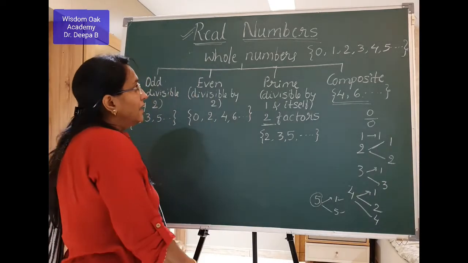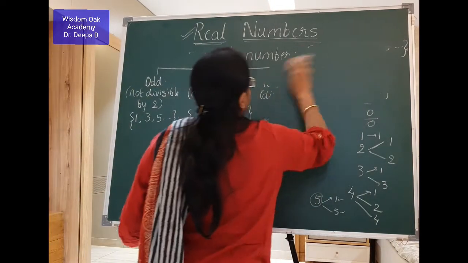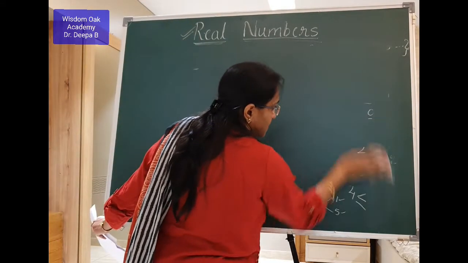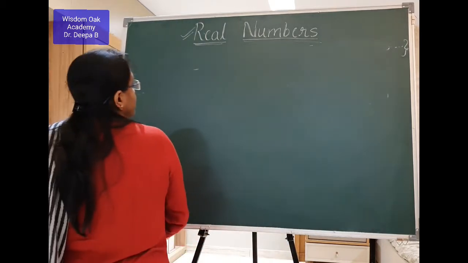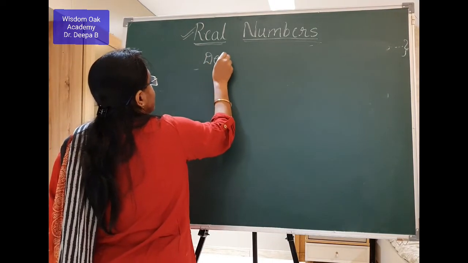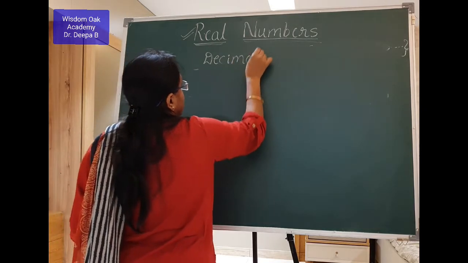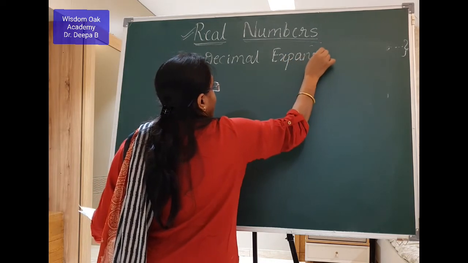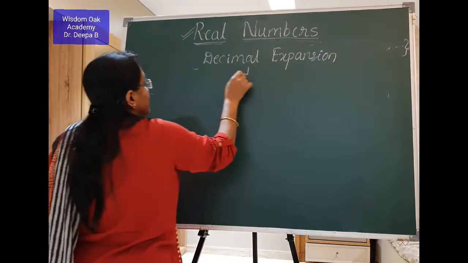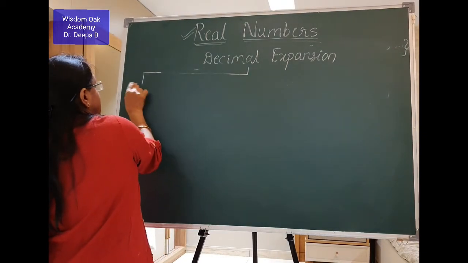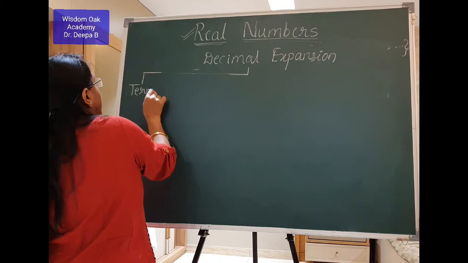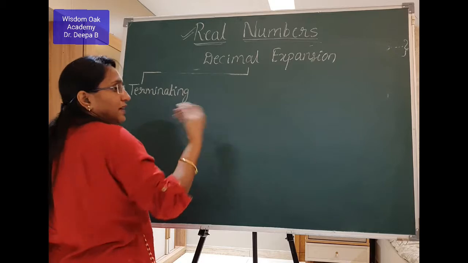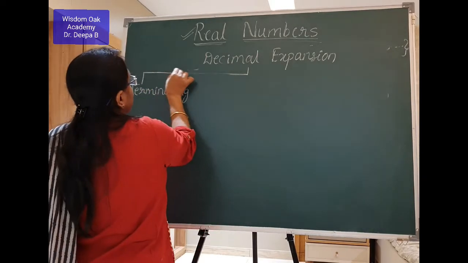Then comes the decimal expansion. You have studied all these in your 9th standard. I am just recalling what you have studied. So decimal expansion is also very important. When you divide a number by another number, your answer will be one of these: first, a terminating expansion, which means after division, after 2-3 steps, it terminates.